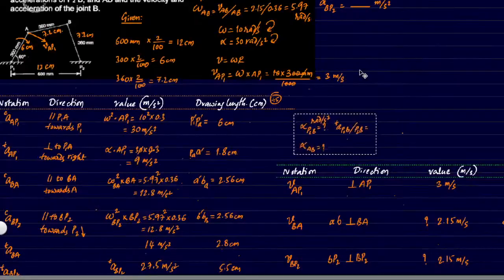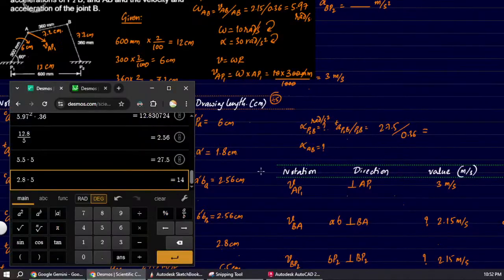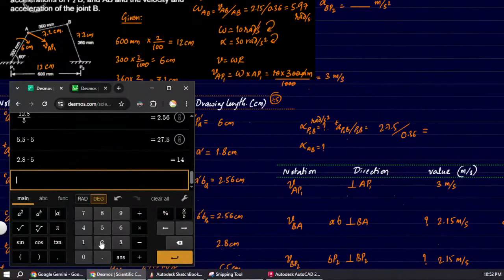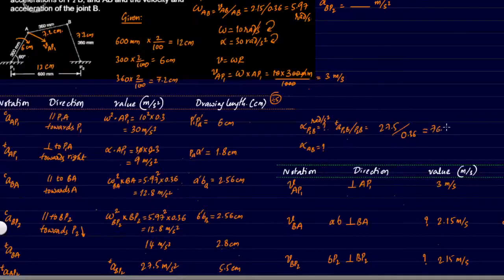So let me move that down here. So tangential acceleration of P2B, that is 27.5 divided by P2B length. P2B length is 360, so 0.36. So do this. 27.5 divided by 0.36, 76.4. 76.4 radians per second square.